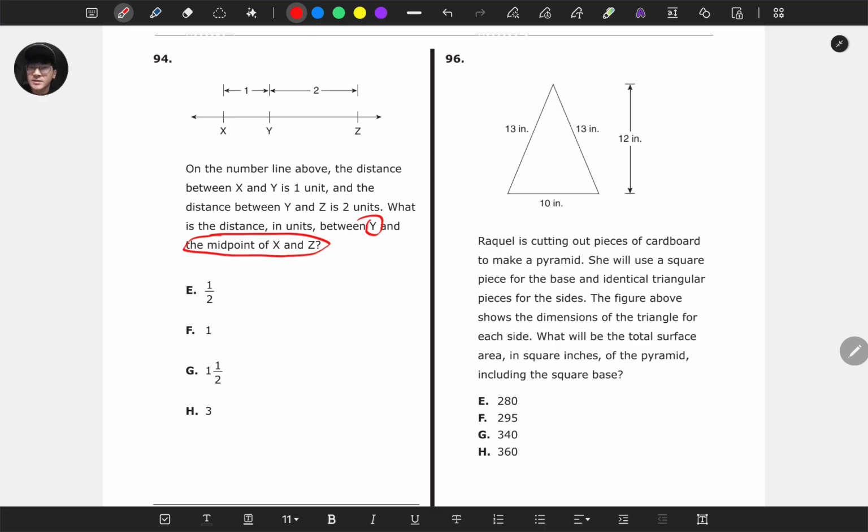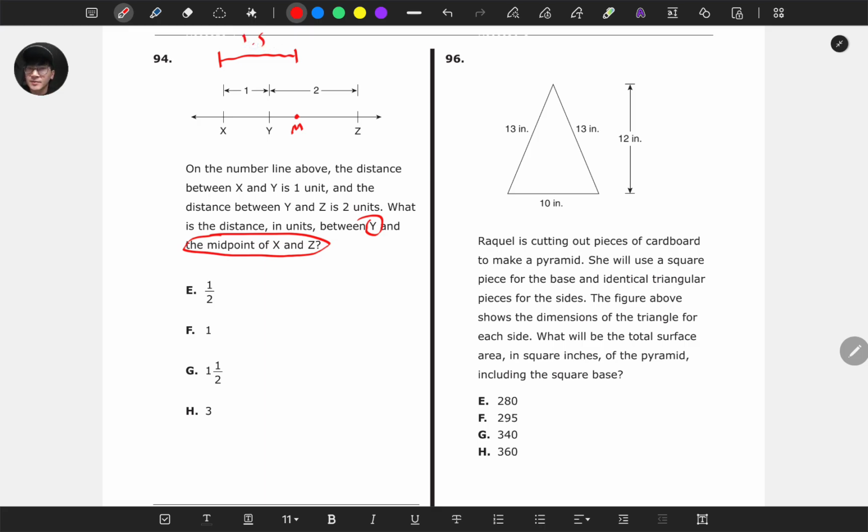So x and z, midpoint is halfway point, right? So let me just mark that here. Let's call this m. Okay, so the distance from x to z, what is that? It's 1 plus 2, that's 3. So midway would be half of 3. So that would be 1.5. So that means that right here, from x to this is going to be 1.5. You could also say from m to z is 1.5.